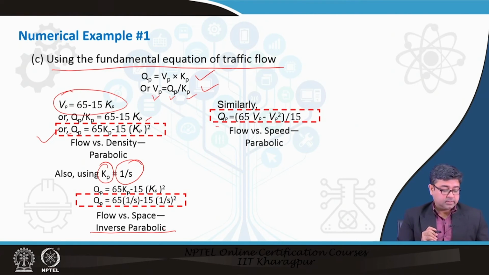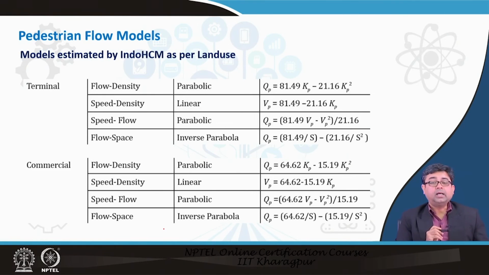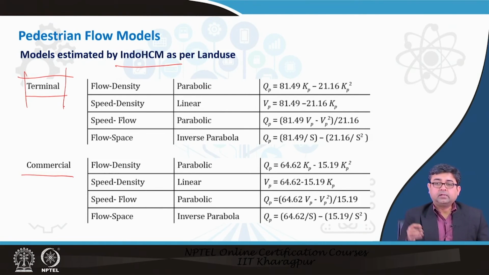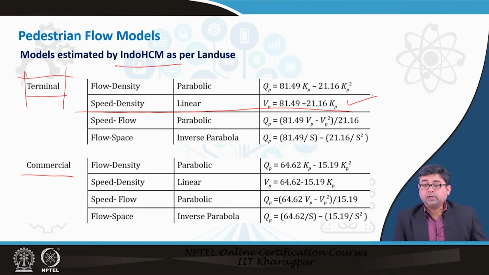Why we are telling you all of this is because in the very recent Indo HCM that has come out, these relationships have been depicted for different types of pedestrian facilities. If it is a terminal pedestrian facility, terminal meaning an end point, like a last stop or a bus station, then the flow density curves are the simplest. The simplest curve is the speed density curve, which is given by Vp equals 81.49 minus 21.16.